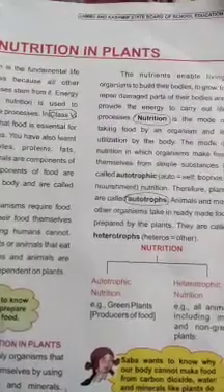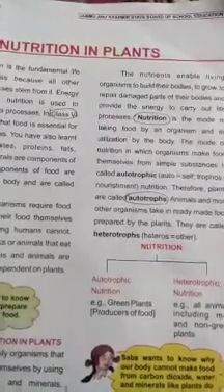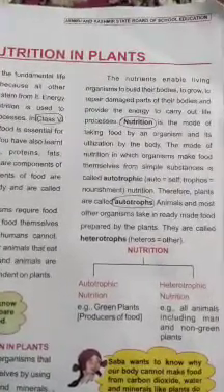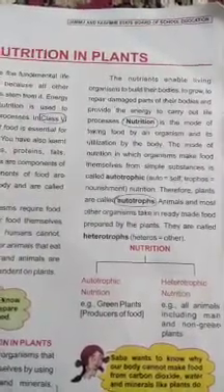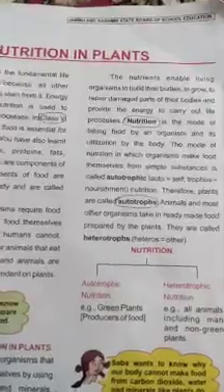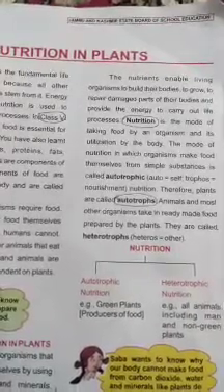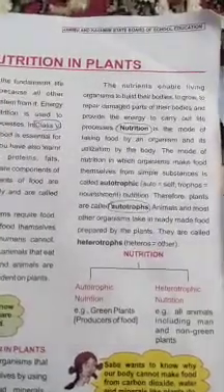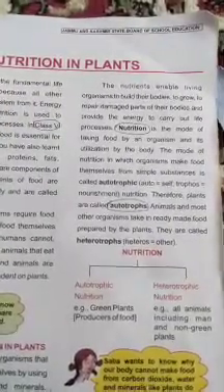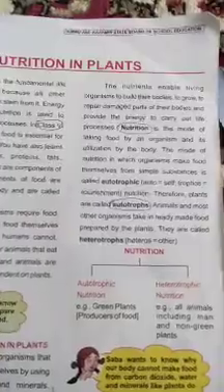So nutrition is mainly divided into two types or categories: autotrophic nutrition and heterotrophic nutrition. Autotrophic nutrition takes place in green plants, the producers of food. Heterotrophic nutrition takes place in all animals including man and non-green plants.